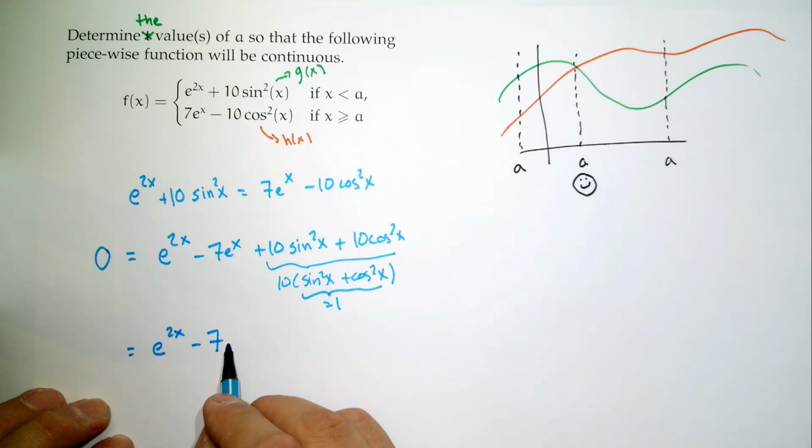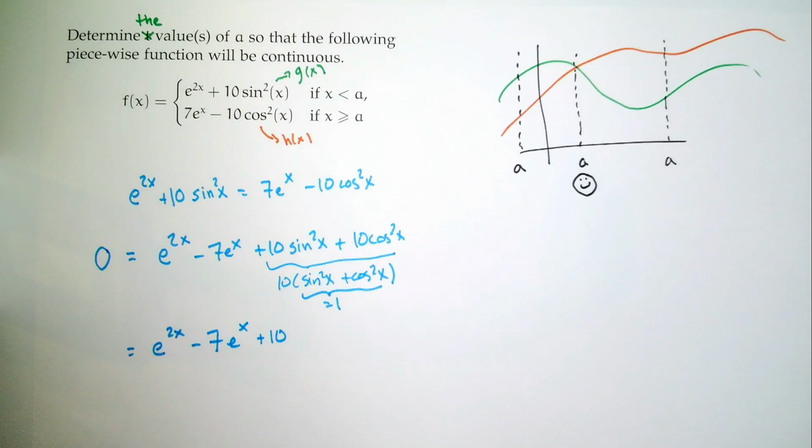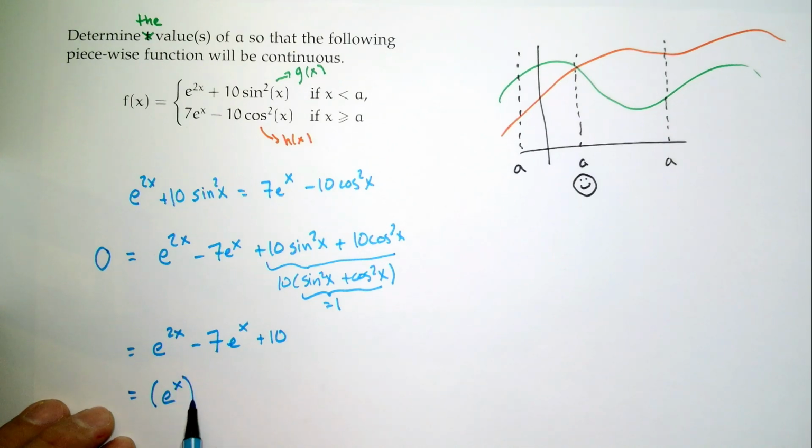e to the 2x minus 7e to the x plus 10. When does that equal 0? Now, this might still look a little bit daunting, but there is an observation to make. We've chosen to write e to the 2x because we were told it was e to the 2x. But there's another way to write e to the 2x. It turns out this is also e to the x squared.